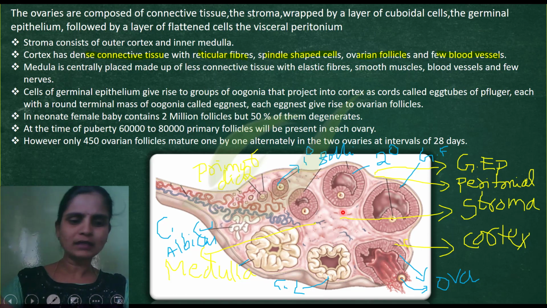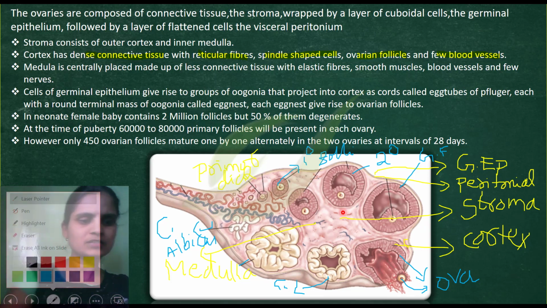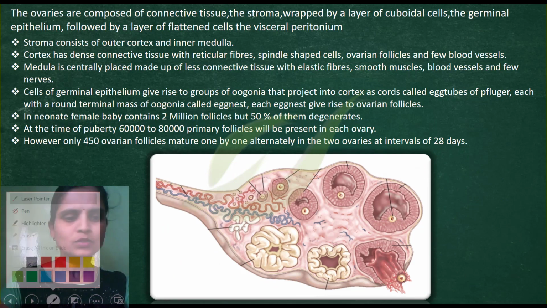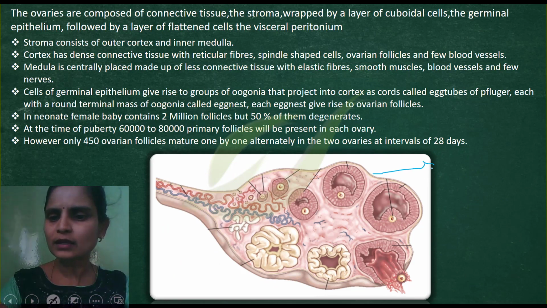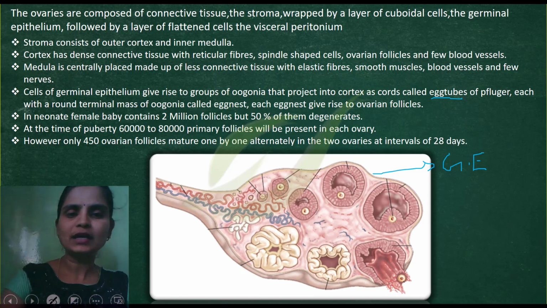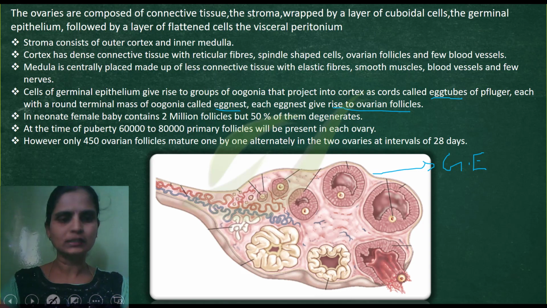The cells of germinal epithelium. As we discussed, the outermost region is the germinal epithelium. This germinal epithelium produces germinal epithelium cells. They undergo mitotic division and produce cords of cells. We call them oogonia, or egg tubes. These egg tubes will result in the formation of egg nests, which later give rise to ovarian follicles.